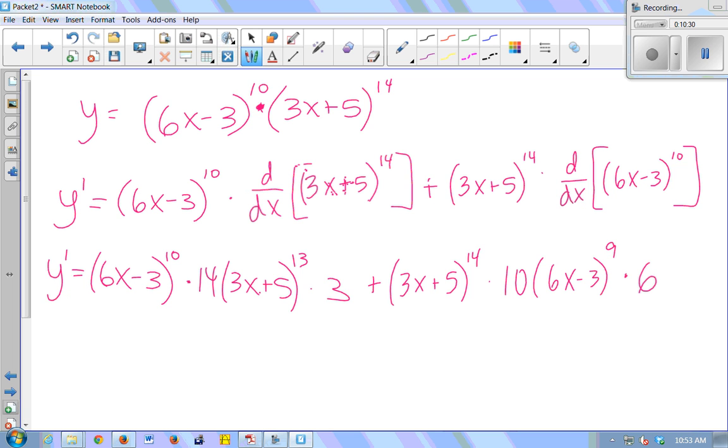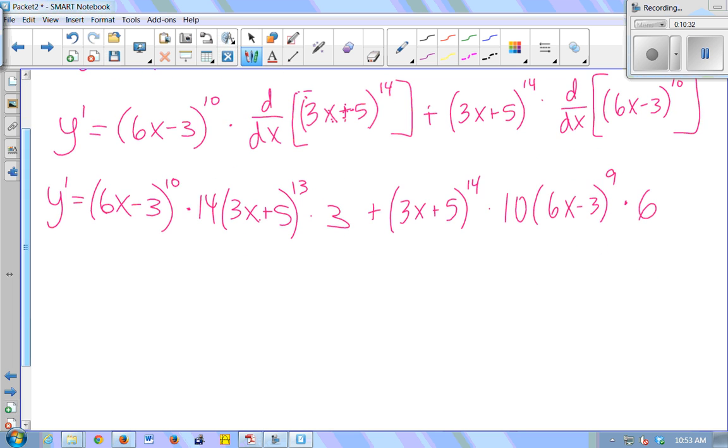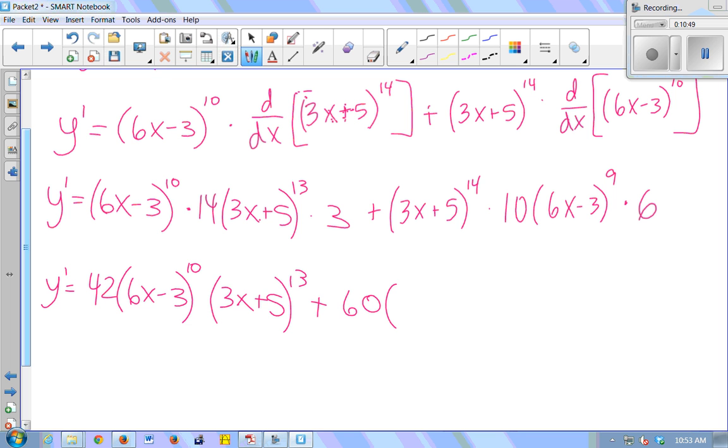And then I guess we could simplify this a little bit. And I would get 42 times 6x minus 3 to the 10th, 60. All I did was multiply the constants together in that step.